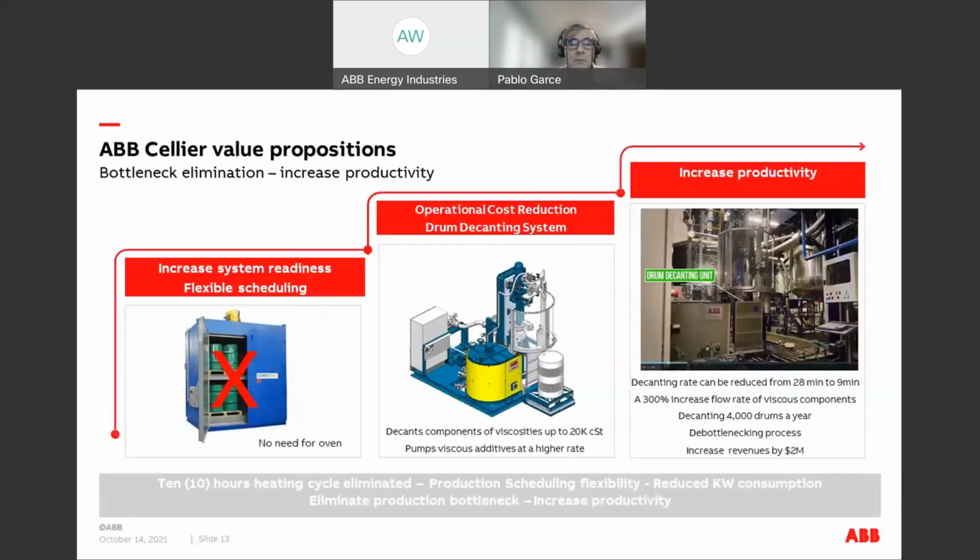So, summarizing, you can eliminate your drum ovens because you don't need to heat them anymore. So right there, you have 10 hours less. You can decant at 20,000 centistokes. We still rinse the drums. We still flush the drums on the inside, so we leave no residue. Of course, even if you tilt the drum and you extract it, you still have some residual quantity.